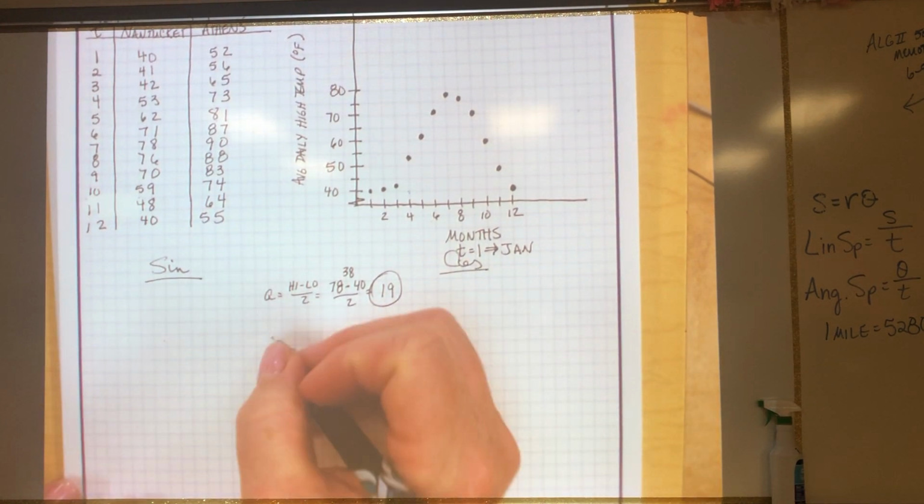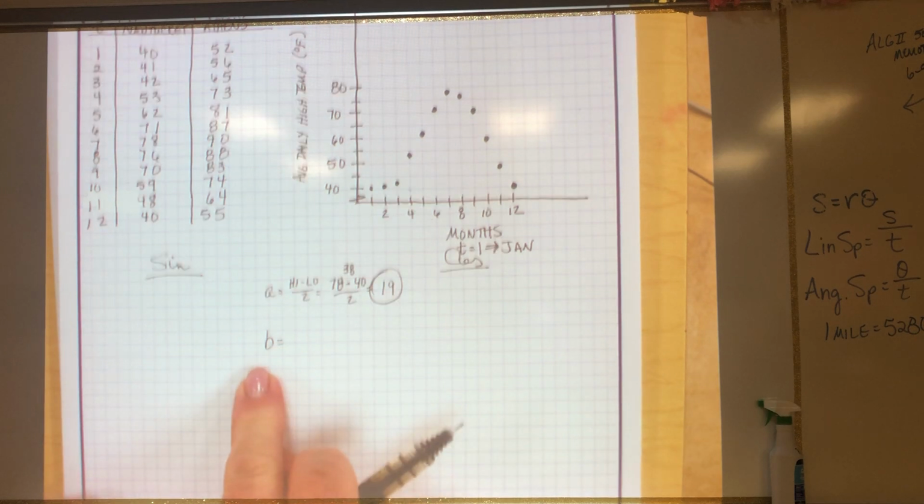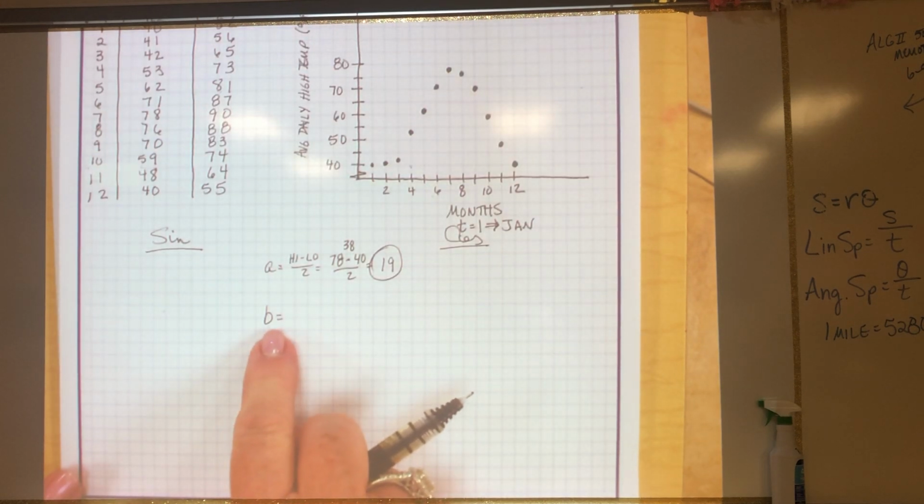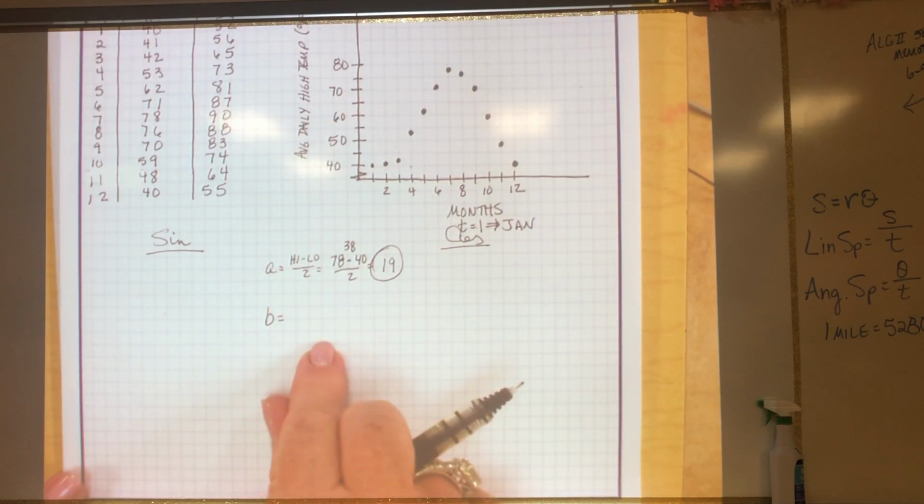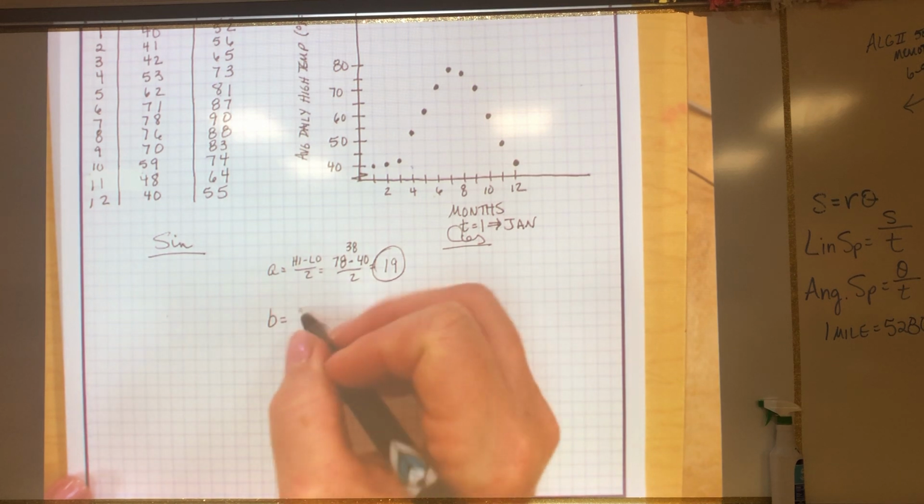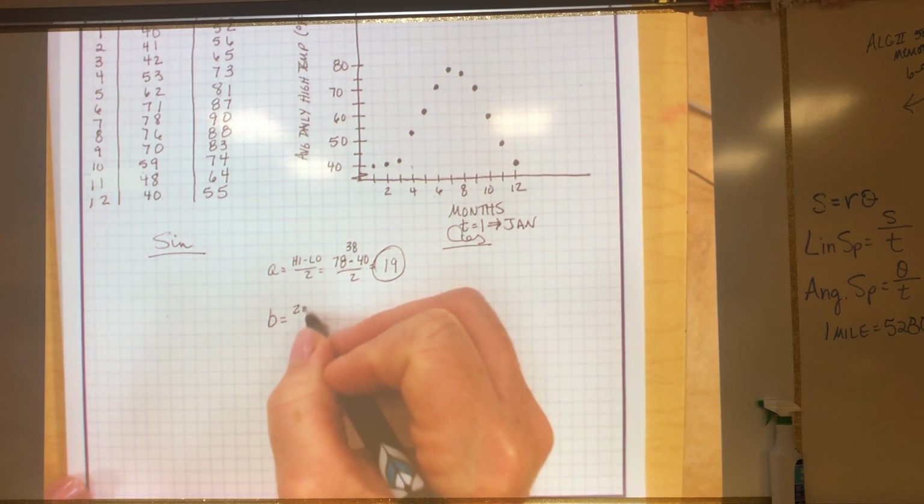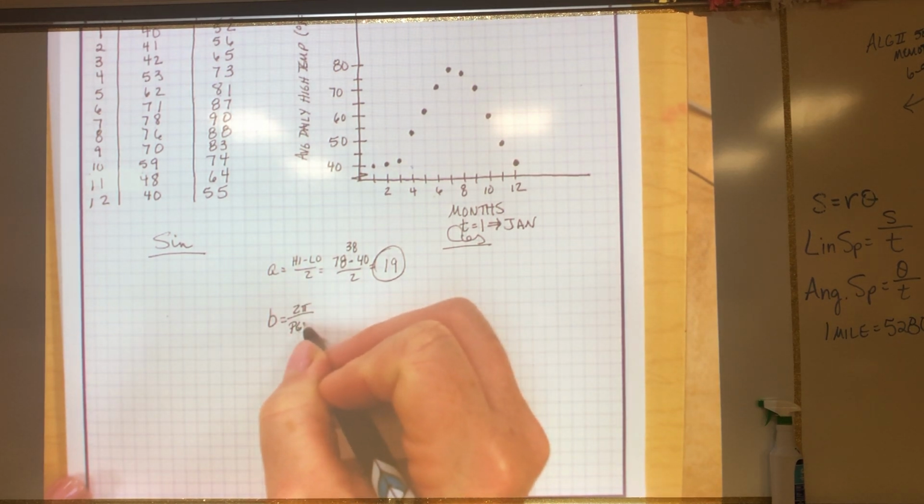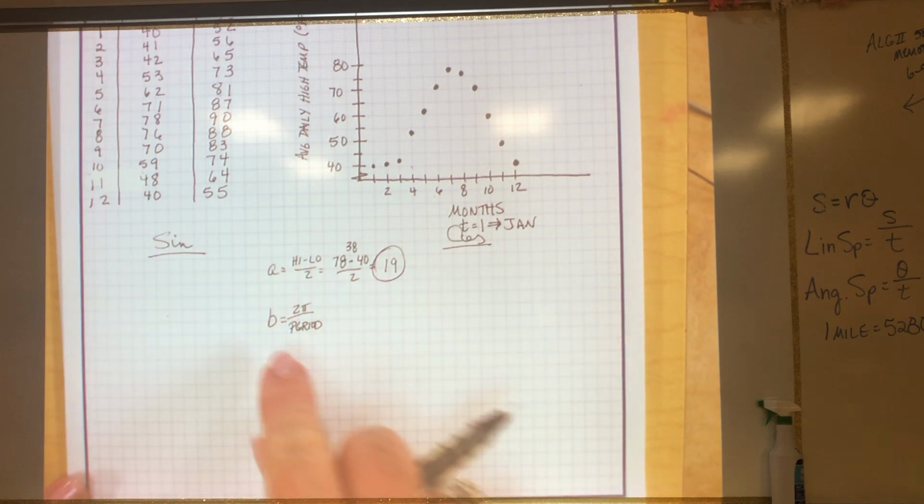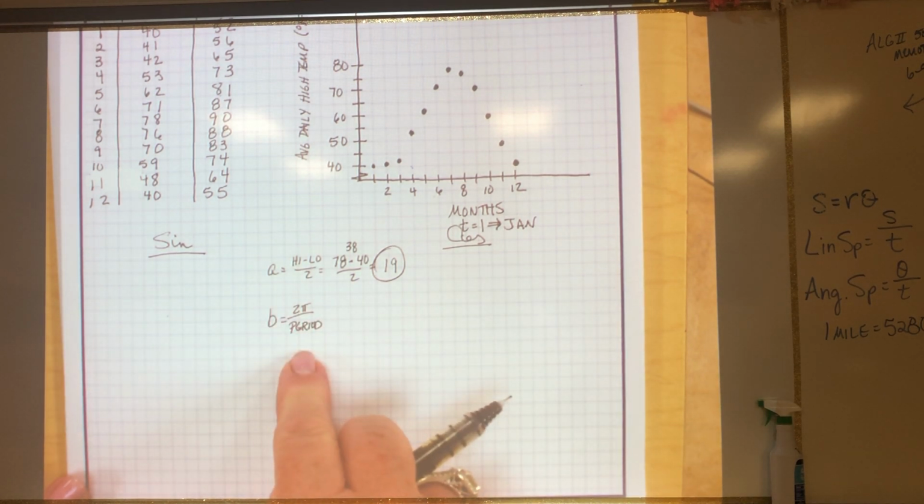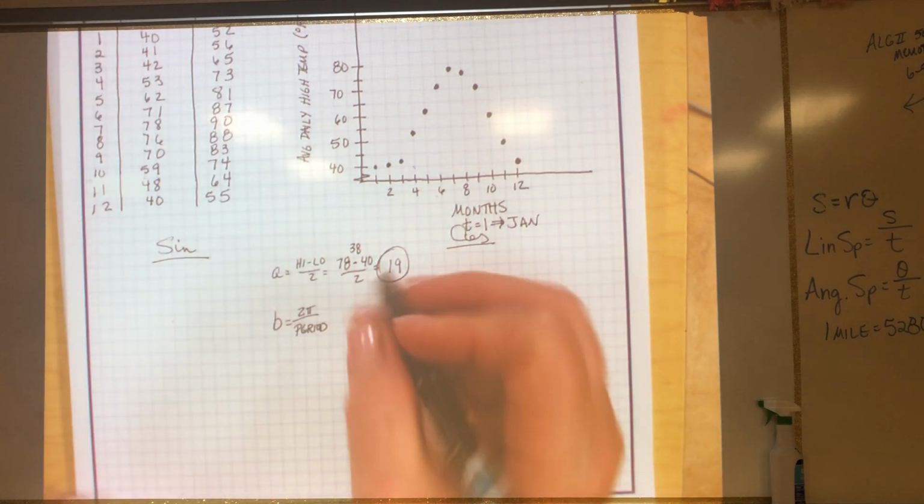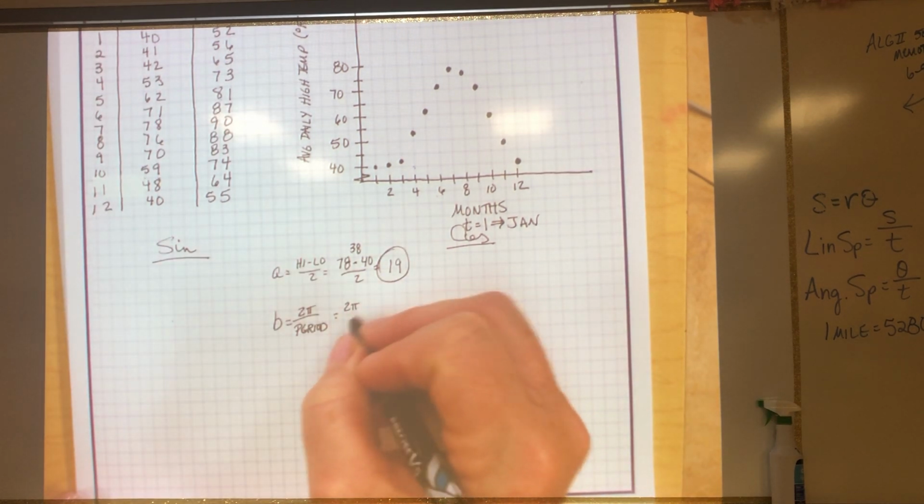All right, so next thing we have to find is B. A lot of kids still do not know how to find B. People, had you better figure out how to find B? Yes, you better figure out how to find B. Okay, so B, what's the formula? 2 pi over a period. 2 pi over the period. Now, some of you knew how to find it, but you don't know how to work with fractions. Okay? That's a 6th grade skill, people. Okay? So come on. So 2 pi over.